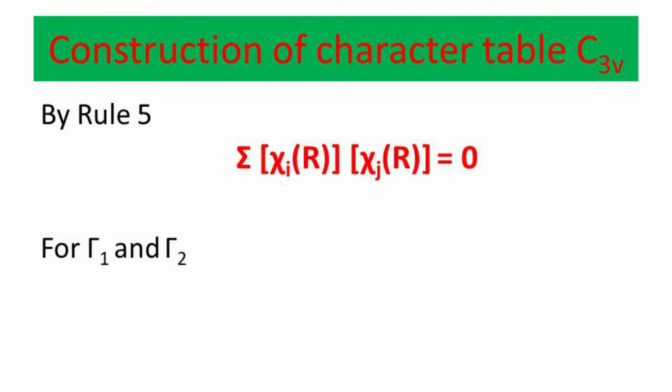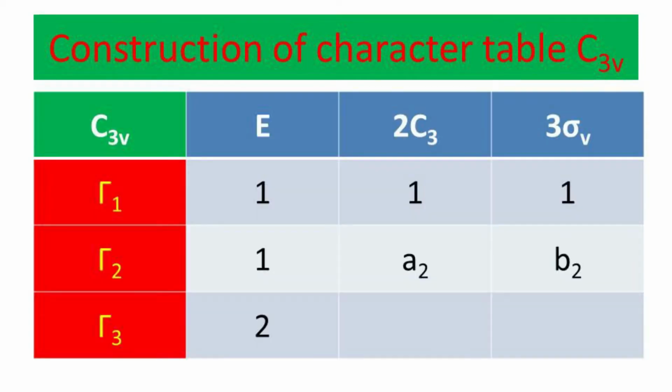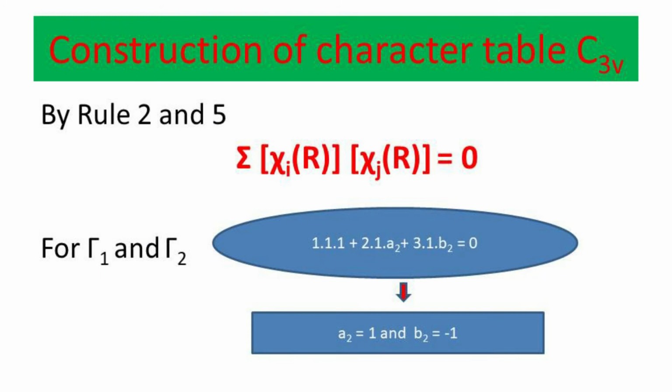As per rule number 5, two irreducible representations are orthogonal to each other. Let me apply this rule number 5 to gamma 1 and gamma 2. For that, let me consider unknown characters for gamma 2 as A2 and B2. By the combined application of rule number 2 and rule number 5, I will get the expression 1 into 1 into 1 plus 2 into 1 into A2 plus 3 into 1 into B2 is equal to 0.